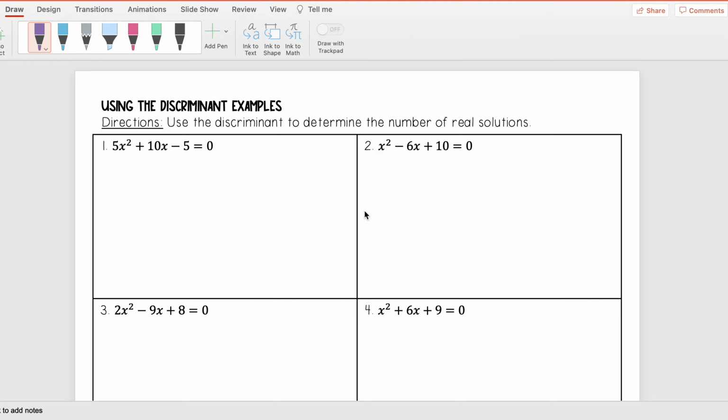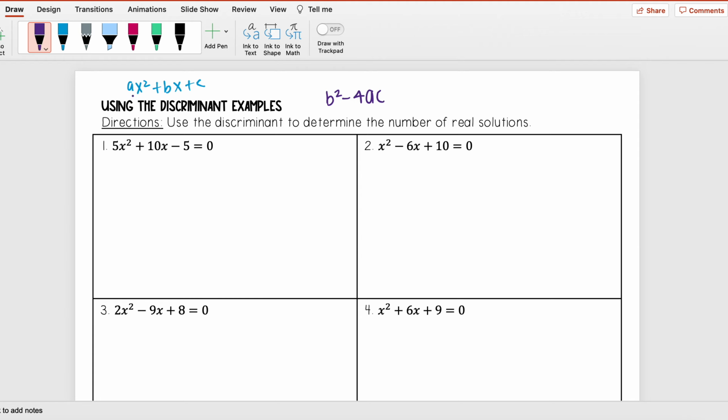So for this video, we're going to use the discriminant to determine the number of real solutions. So remember our discriminant, that is b squared minus 4ac, and we're looking to see whether this is positive, negative, or equal to 0. So my first step is to go ahead and label what my a, b, and c are. And so recall, for a quadratic equation, it is ax squared plus bx plus c.